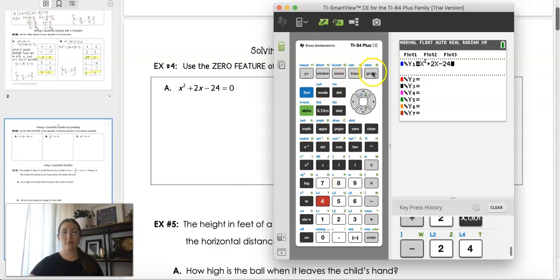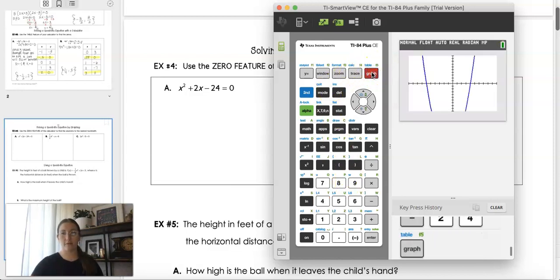Okay, instead of table, we're now going to go look at the graph. So there's my graph. I can see both of my zeros in this window, so it's fine. So here's a zero and here's a zero. So I'm going to show you guys how to calculate a zero.